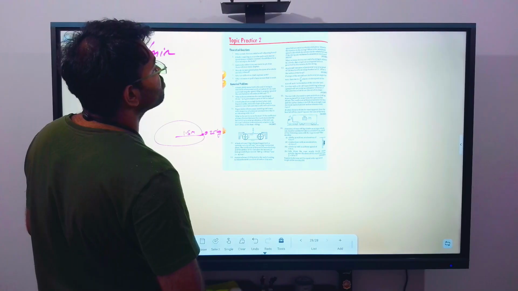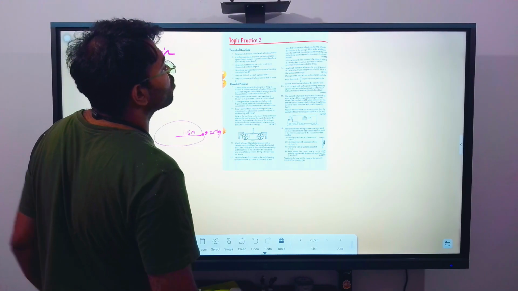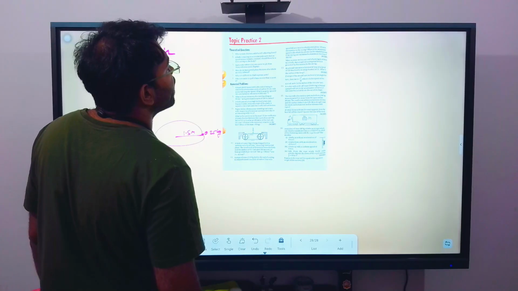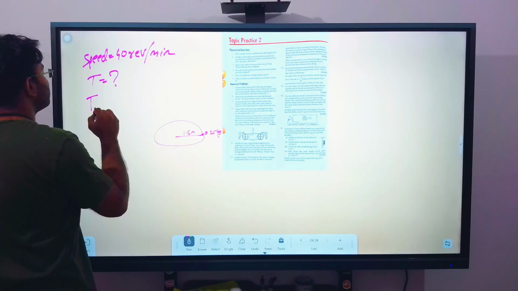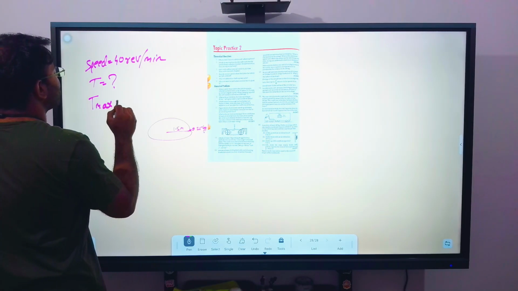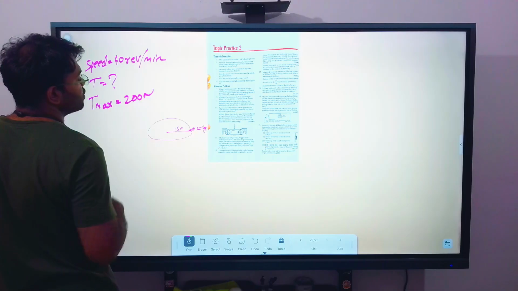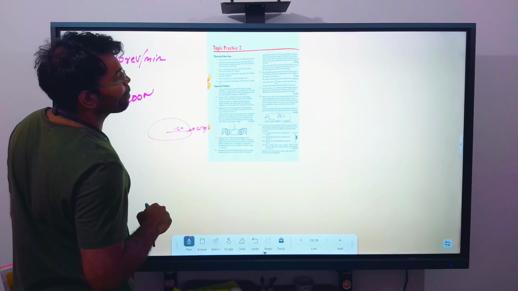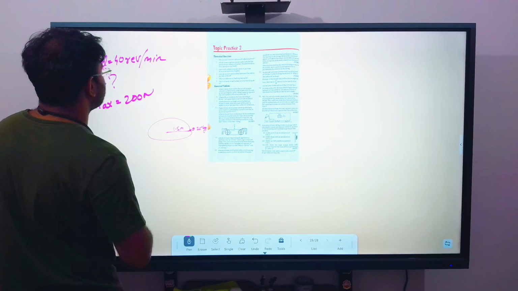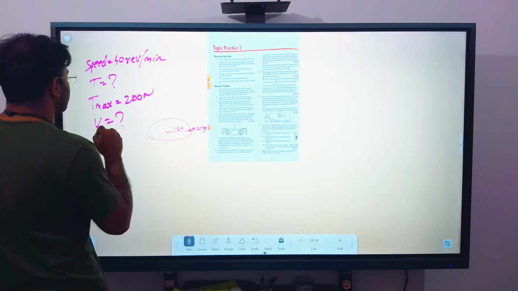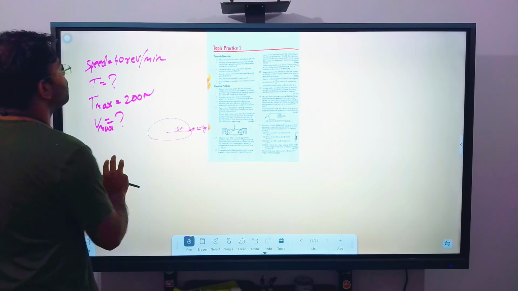What is the maximum speed with which the stone can be whirled around if the string can withstand a maximum tension of 200 newtons? So they have given us T max is equal to 200 newtons, and they are asking us to find the maximum speed. V is equal to question mark. Okay, I think we can do this.